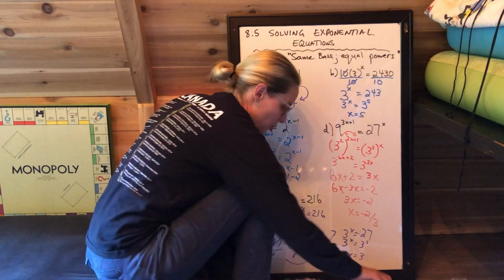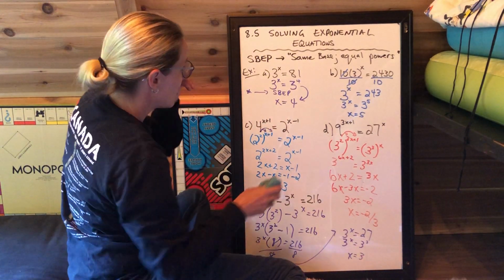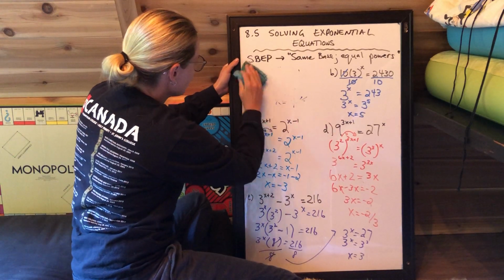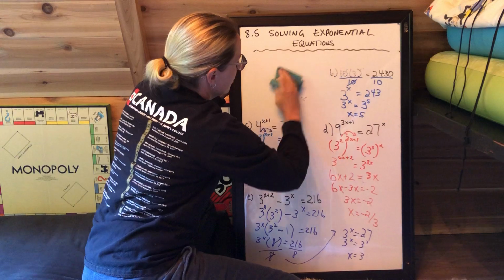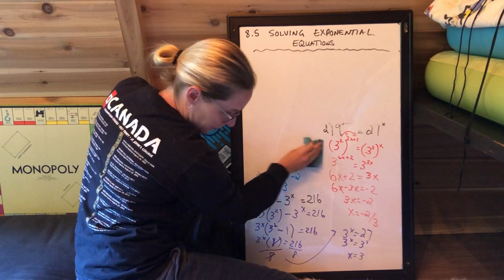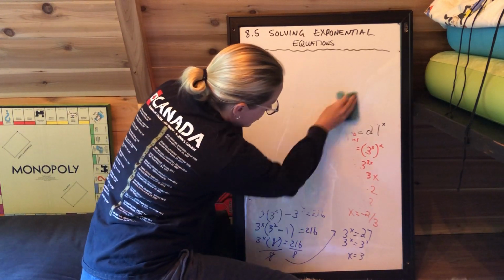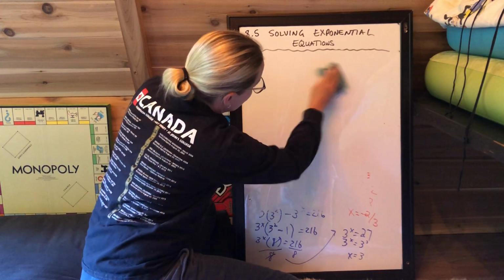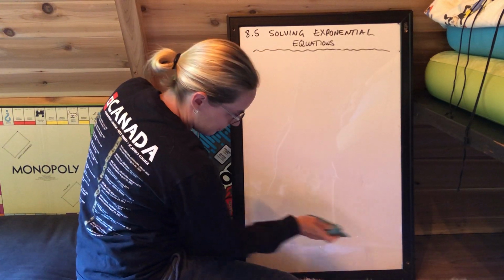You will run into questions, and that's where the next ones come in, where you cannot get them to the same base. And that's where we're going to introduce the logarithmic way to solve, which actually makes your life pretty easy. And we're going to go with the common log, which is the one that we call base 10. Okay, the one that your calculator can solve, because we're going to be using our calculators again to solve these.